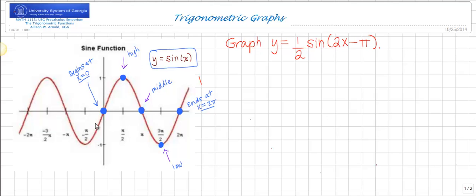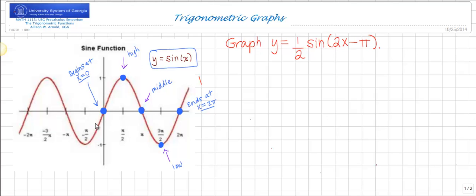Alright, let's work another example using the graphing technique I presented in the previous video to graph the function y equals 1/2 times sine of 2x minus pi. I just used the same image I had before for sine. Please note that the techniques still apply to cosine, and I'll do a cosine example in a moment.